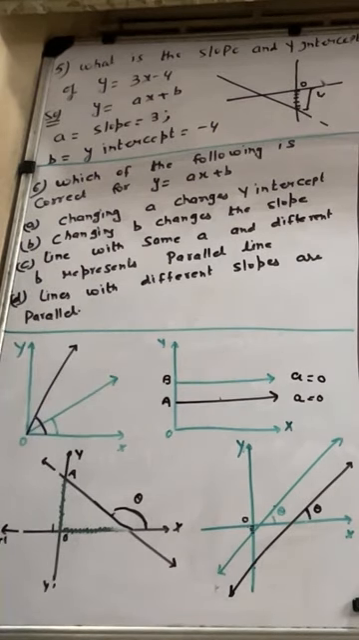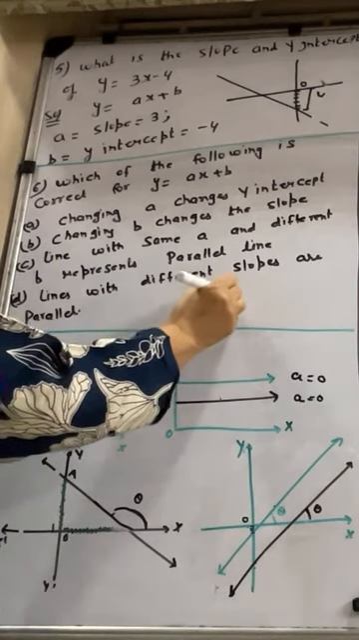Because a represents the slope. If they have the same slope, it means they have the same inclination, which means the lines will be parallel to each other. So which one will be correct? The answer will be C.